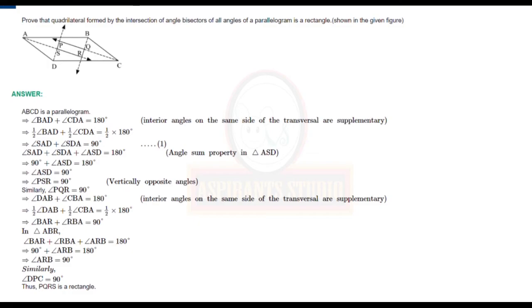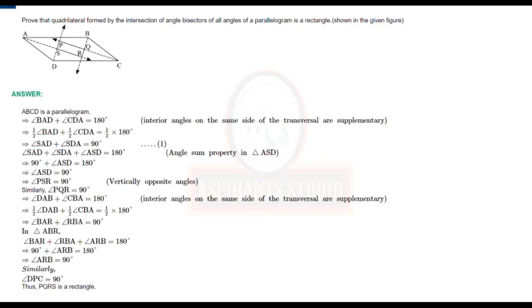Now similarly, measure of angle DAB plus measure of angle CBA is equal to 180 degrees. If you are taking AD is parallel to BC and line AB to be the transversal, you get measure of angle DAB plus measure of angle CBA is equal to 180 degrees. Freshly you write that, don't write implies there. Now, multiply by half throughout, you will get half of measure of angle DAB plus half of measure of angle CBA is equal to half of 180 degrees.